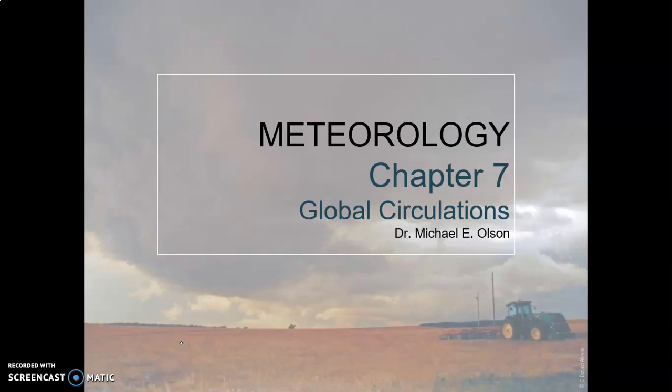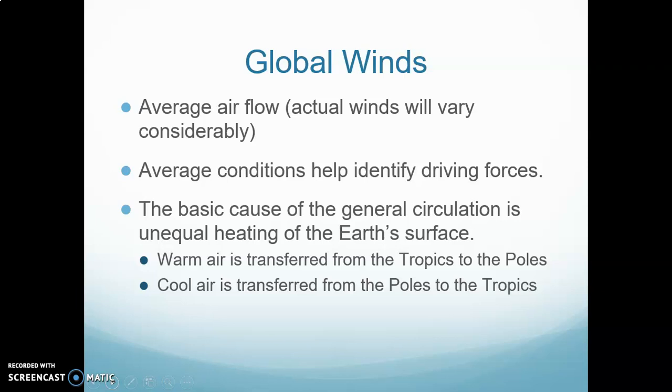In this video, we are going to expand our view from simple microscale, mesoscale, and synoptic scale meteorology, and we're going to go global scale and look at general global circulation patterns. Now, this gets a little more complicated because there's so much that happens on the global scale. It is very hard to just identify one simple pattern that causes things to happen. So we start looking at average conditions to help us identify the driving forces of global wind patterns.